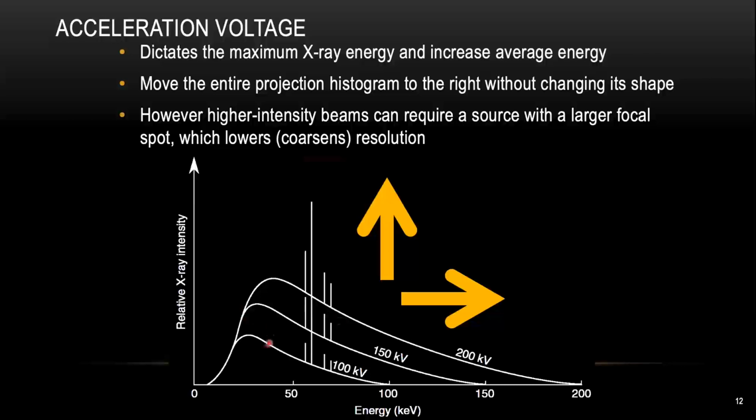What the spectrum is going to do is shift the entire spectrum towards the right and also move up. When you increase your acceleration voltage, you're also increasing the amplitude at every energy. So that's why if you're working on some very dense material or a piece of metal, we will need very high energy, high voltage to get enough signal penetration through the sample.